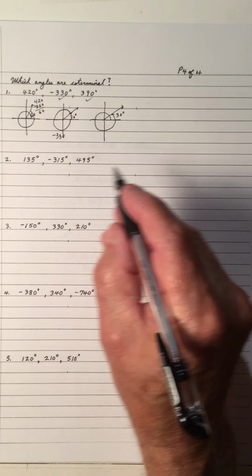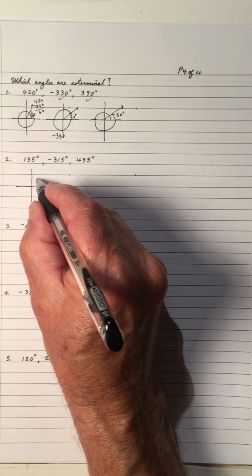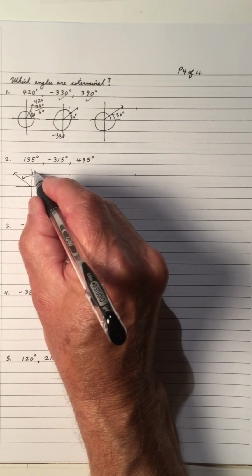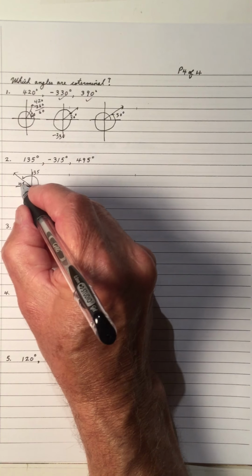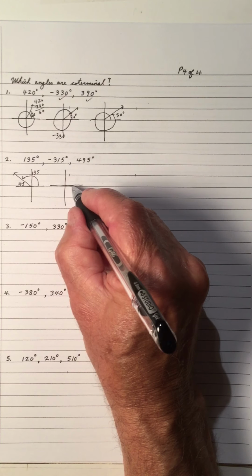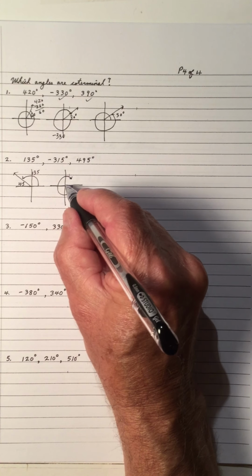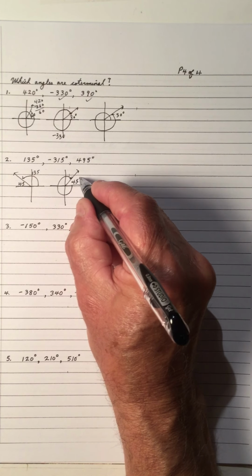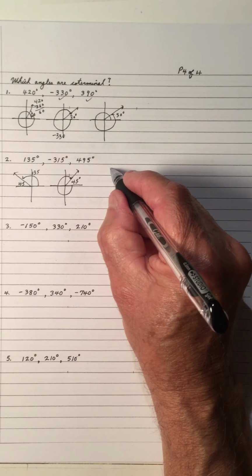And 135, let's draw that one, is 90, and that's 135, and that's 45 because it makes up 180. So the reference angle is 45. And I have to draw negative 315: 90, 180, 270, and there's 315, and 45 degrees makes 360. So these are not coterminal because they're in different quadrants.